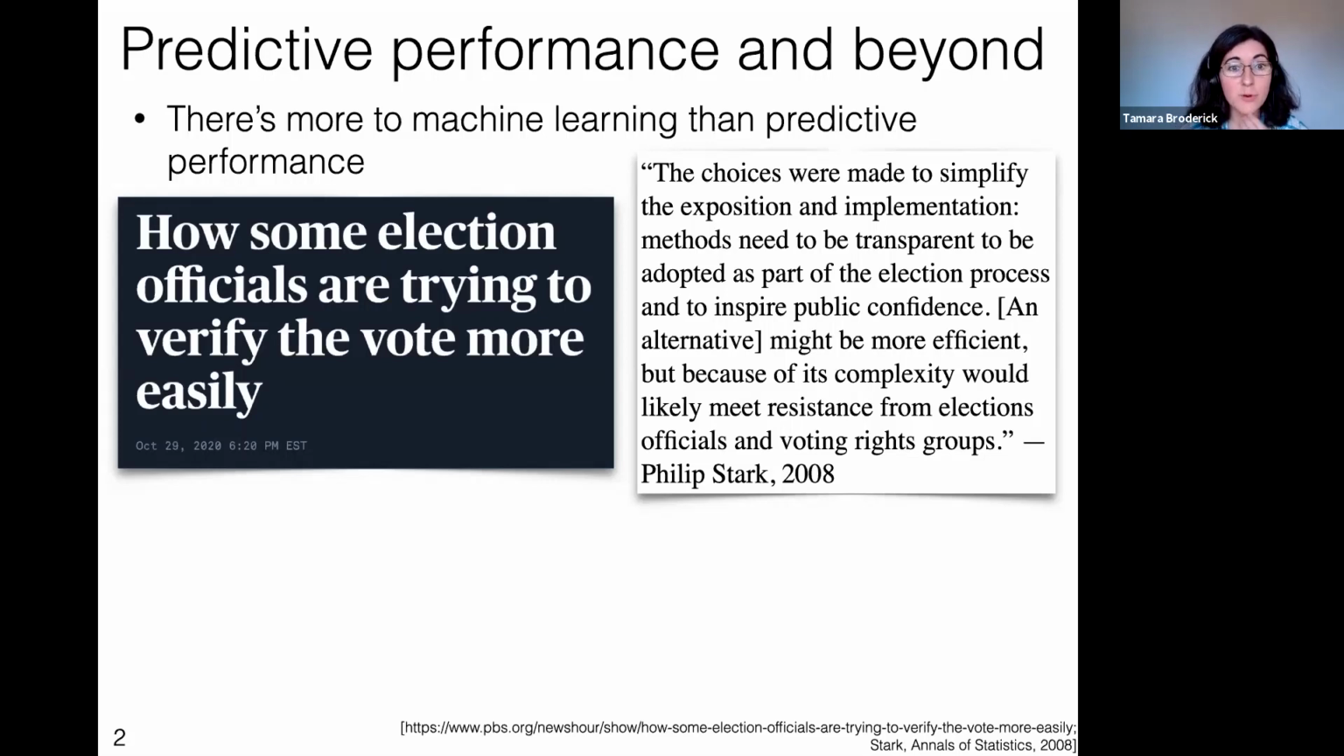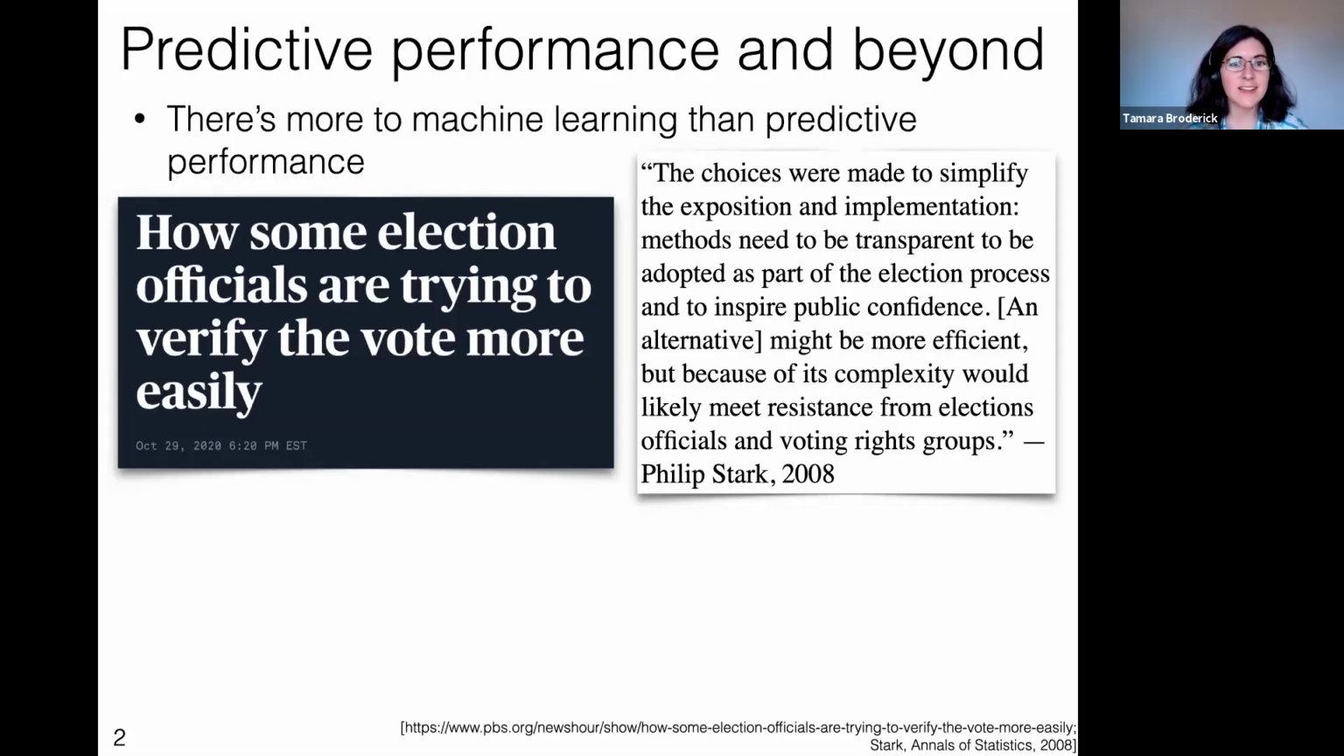But here's a quote that I really want to excerpt from this 2008 article, which is: the choices that this researcher made, he made them to simplify the exposition and implementation. His methods need to be transparent, to be adopted as part of the election process, and to inspire public confidence. He thought about using methods that are more familiar to data analysts, and they might be more efficient. In fact, they probably are. But because of their complexity, they'd likely meet resistance from elections officials and voting rights groups.